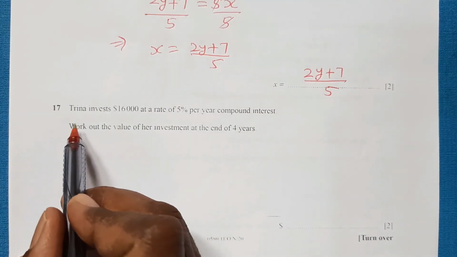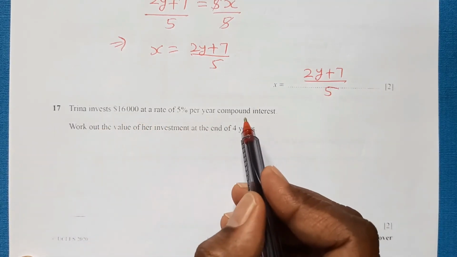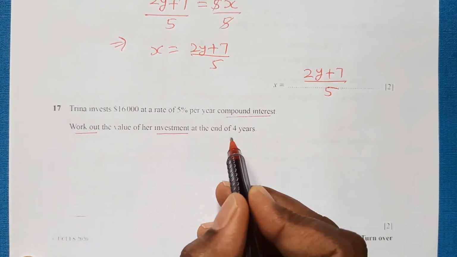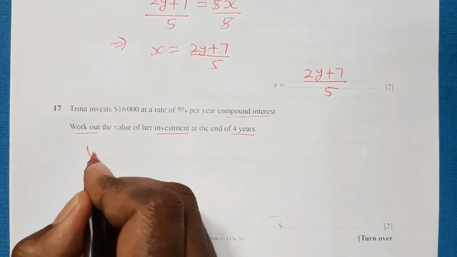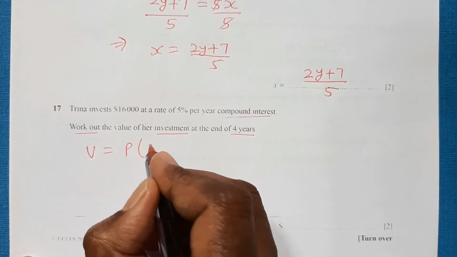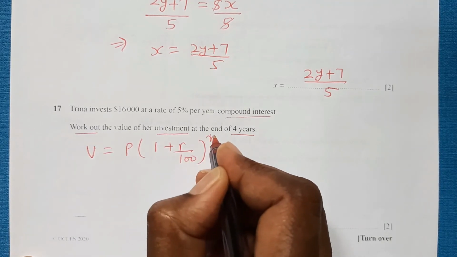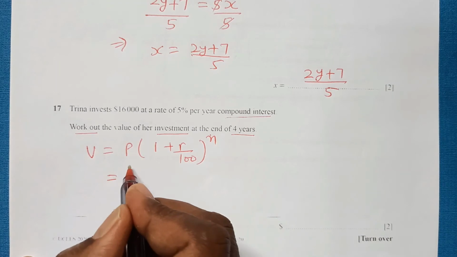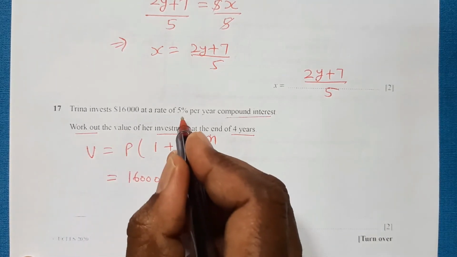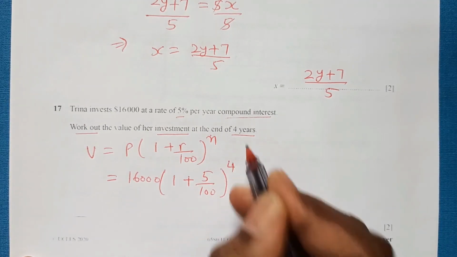Question 17. Trina invests $16,000 at a rate of 5% per year compound interest. Work out the value of her investment at the end of 4 years. So we can directly use the formula for the value of investment, that is P into 1 plus R over 100 to the power n. n is the number of years. The principal amount is 16,000, 1 plus the rate of interest 5 over 100, power the number of years, 4.